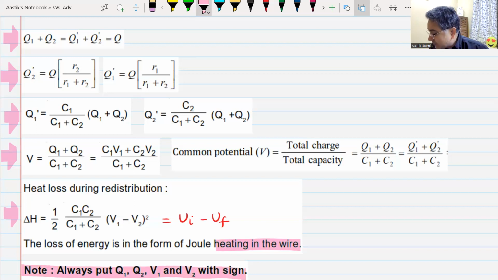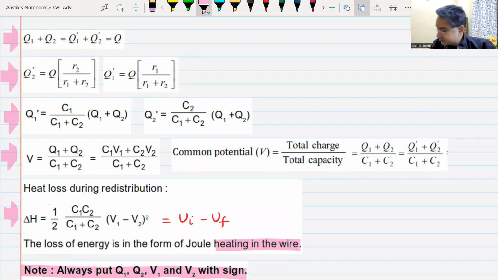Whenever we are using these formulas, we have to use Q1, Q2, V1, V2 with proper signs. Do we understand this? Or has it gone above our heads, saying bye-bye? We got it, sir. Two minutes you have. Let us move ahead. I hope you have noted down the pointers. Let us move ahead and do these questions.